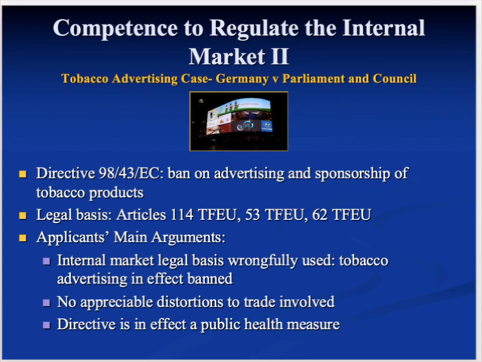Second, Germany argued that there were no appreciable distortions to trade involved, and Article 114 should be read in such a way as to require more than just a minimal or de minimis effect of disparate laws on the internal market. Thirdly, Germany argued that Article 114 is not an appropriate legal basis where the centre of gravity of the measure is actually protecting public health, not creating or sustaining the internal market.